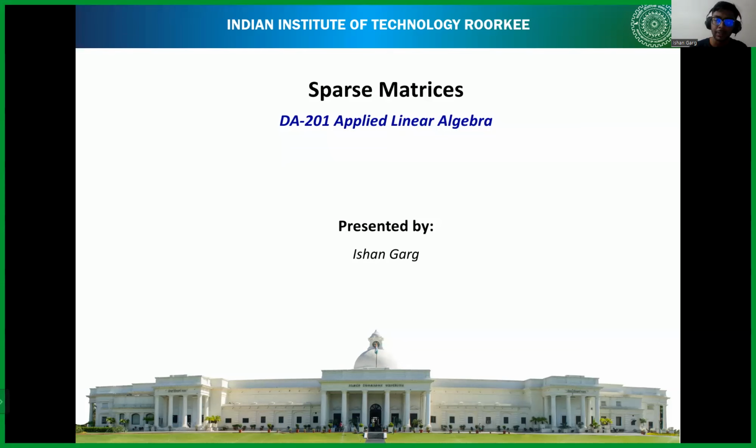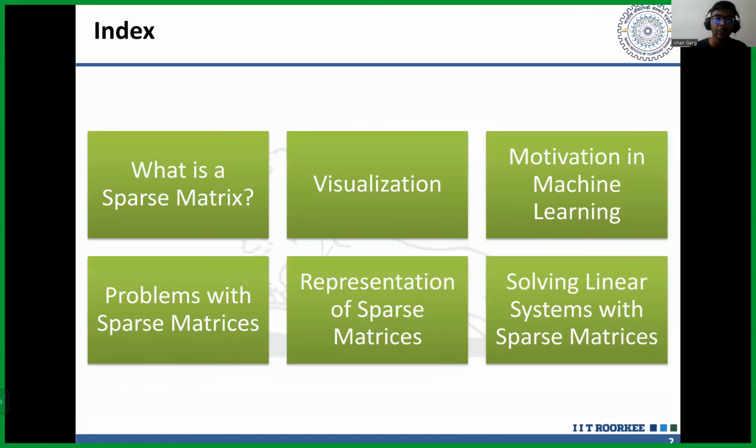So, let's see what we will have a look at throughout this video. First, we will be looking at what is a sparse matrix. The next important part: how to visualize a sparse matrix in terms of a graph or a visual representation. Now, one of the most important questions: why do we need to study sparse matrices for machine learning? What are the problems with sparse matrices? How are sparse matrices stored? What is their representation in a computer to solve problems effectively? And finally, how can we solve a linear system with a sparse matrix?